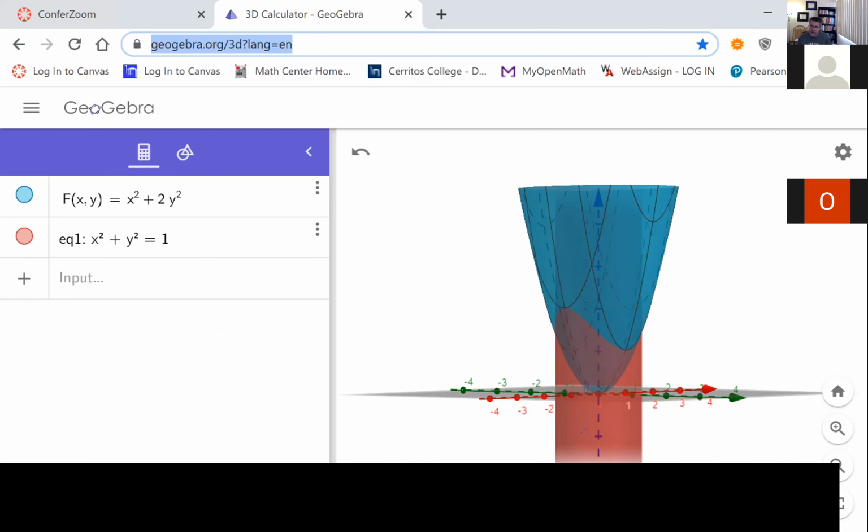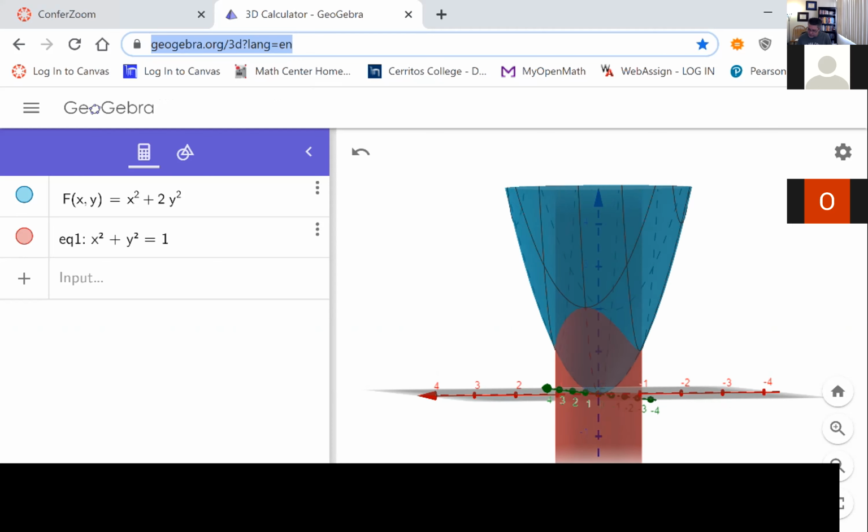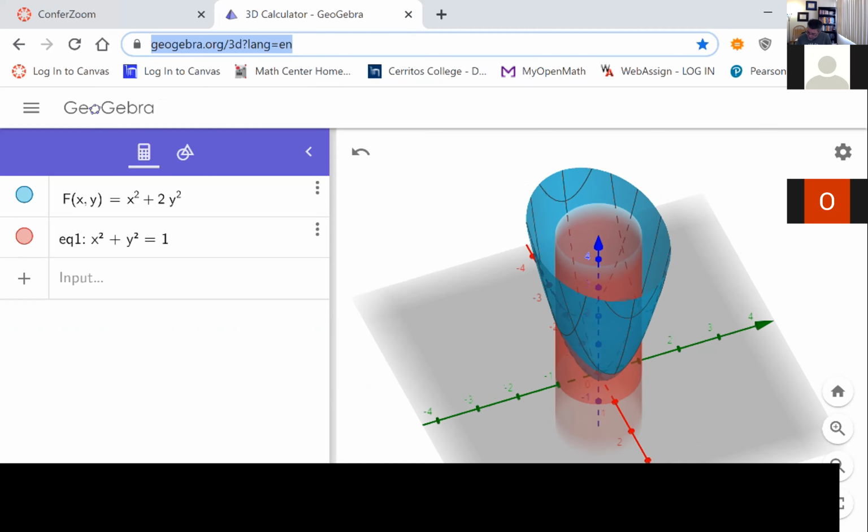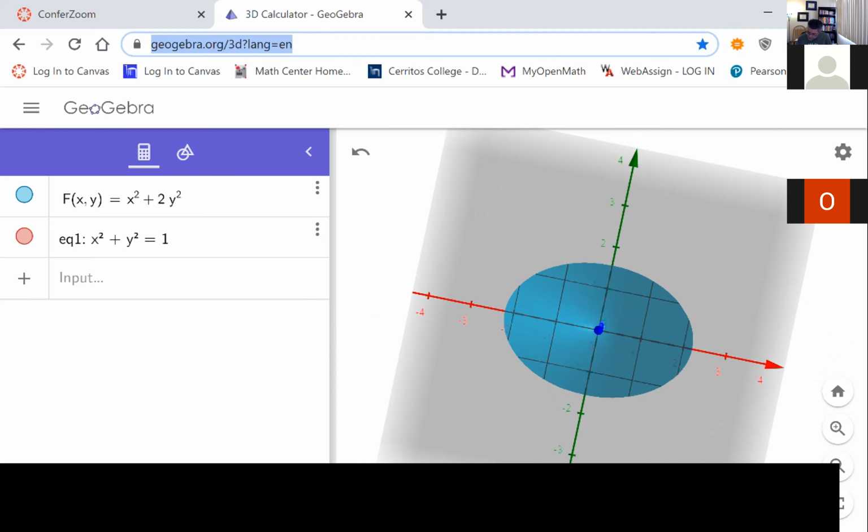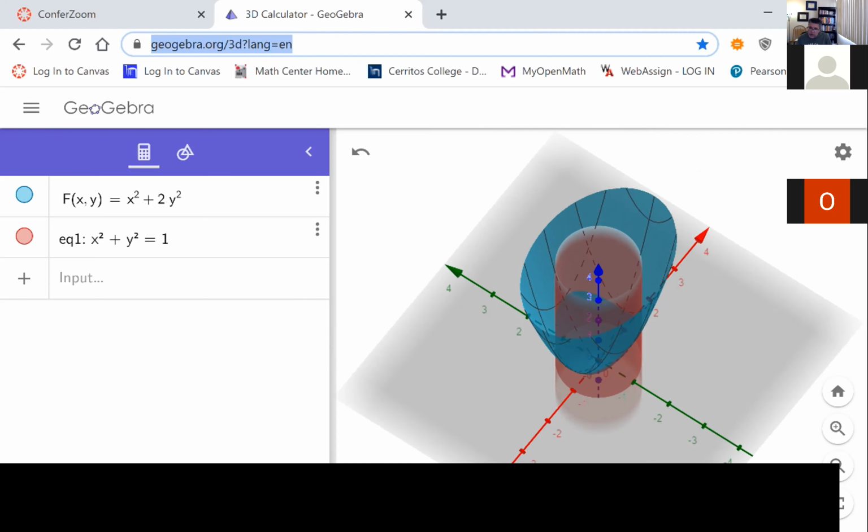I'm just gonna let that spin for a little. It's pretty. It makes me happy. Look at that. Ooh, disappeared. There it comes back.